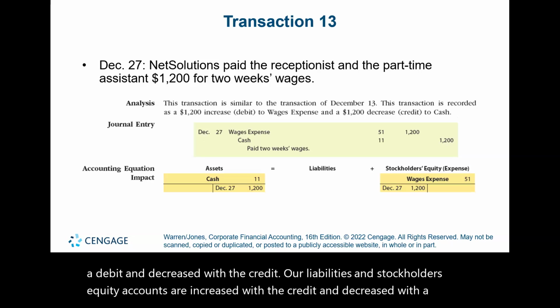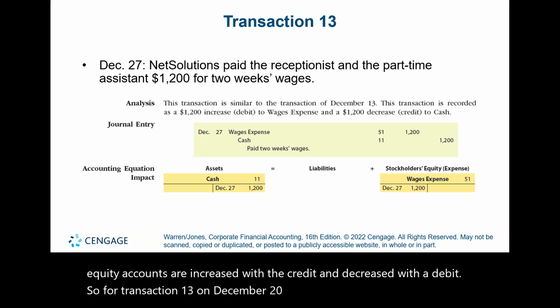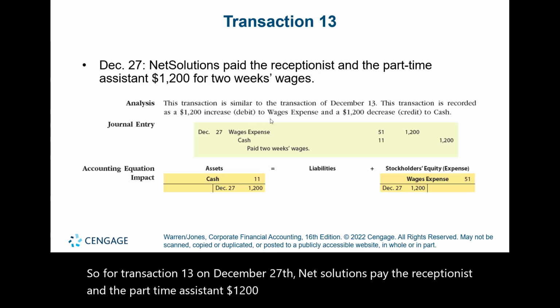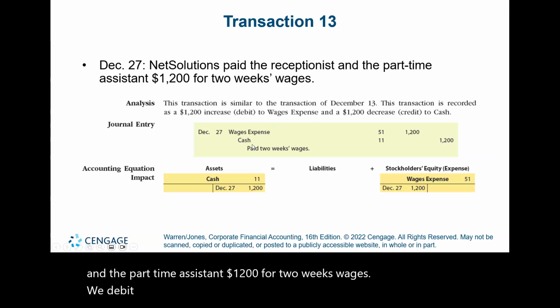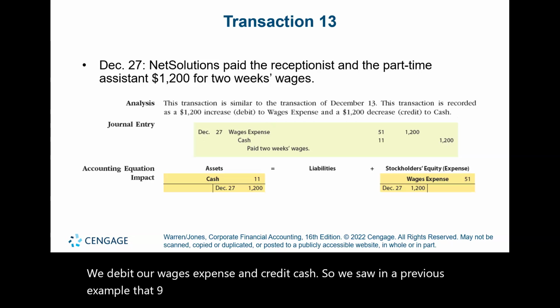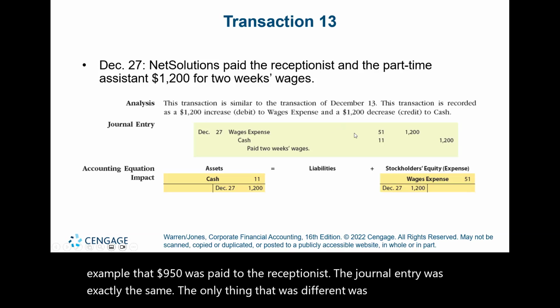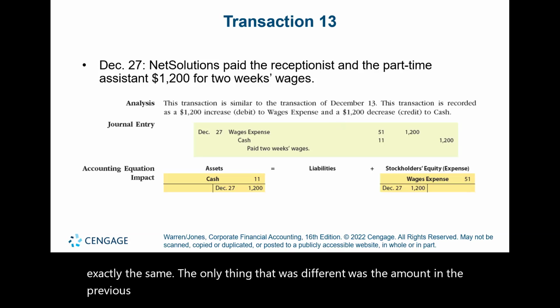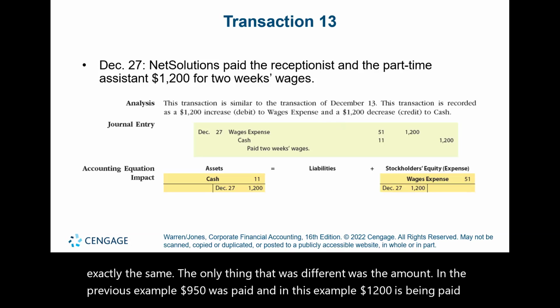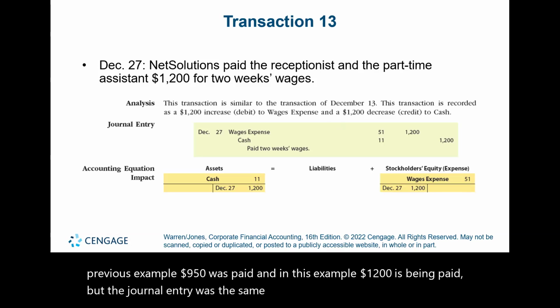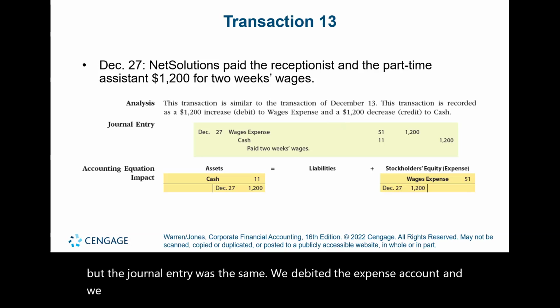So for transaction 13 on December 27th, Net Solutions paid the receptionist and the part-time assistant $1,200 for 2 weeks' wages. We debit our wages expense and credit cash. So we saw in a previous example that $950 was paid to the receptionist. The journal entry was exactly the same. The only thing that was different was the amount. In the previous example, $950 was paid. And in this example, $1,200 is being paid. But the journal entry was the same. We debited the expense account and we credited the cash account.